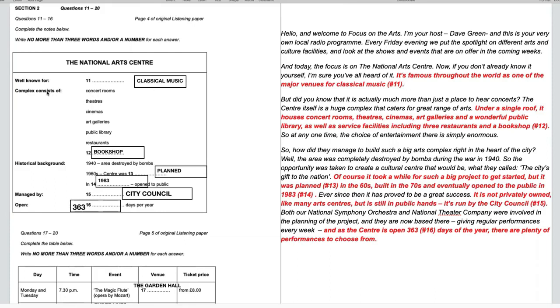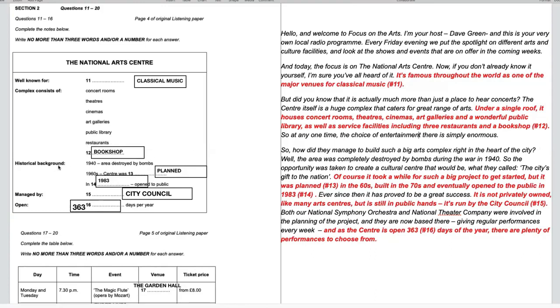Now, going down here for what the complex consists of, you saw that I made general marks and lines to go through the list. The list definitely came in order, and the last thing that was mentioned by the speaker was a bookshop. So he talked about the concert rooms, theaters, cinemas, art galleries, public library, 3 restaurants, and a bookshop. So there we go. Bookshop is the correct answer. Now, you could also say bookstore. That would have been accepted just because it would be the American way or North American way to say bookshop, but I would play it safe and write exactly what you hear.